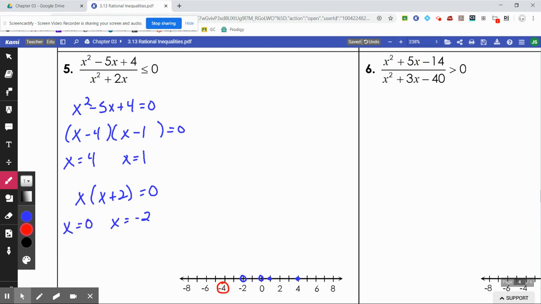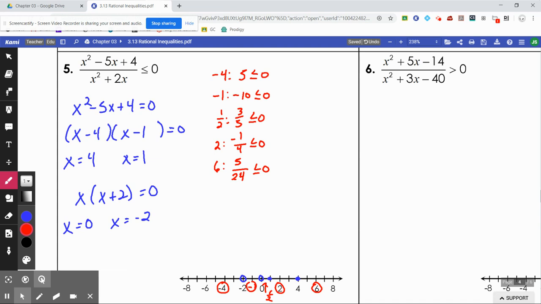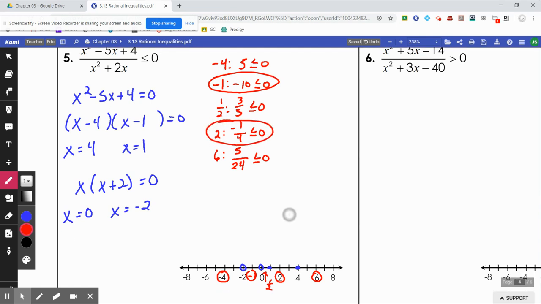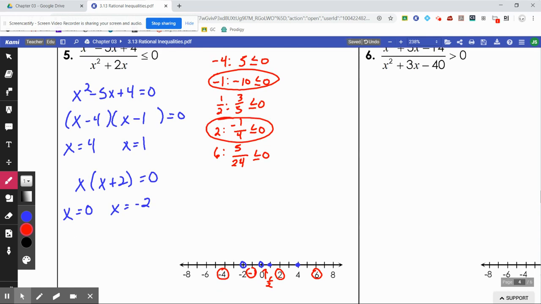We'll test negative 4, negative 1, which is right here. Here we're going to have to test a fraction like 1/2, and then maybe we'll test positive 2 and positive 6. Plugging those values in, here's what we're going to get. Okay, now let's check and see their true statements. Negative 10 is less than 0, and negative 1/4 is less than 0. So that's the only two true statements. So that would be every interval where negative 1 is located, which is this interval, and the interval where 2 is located, which is this interval.